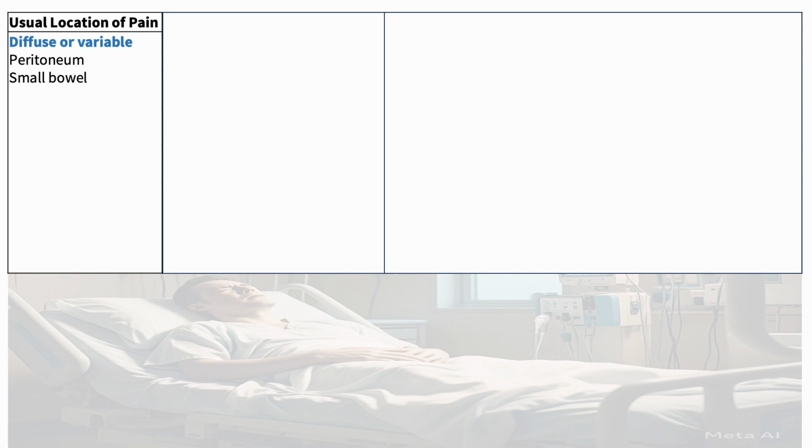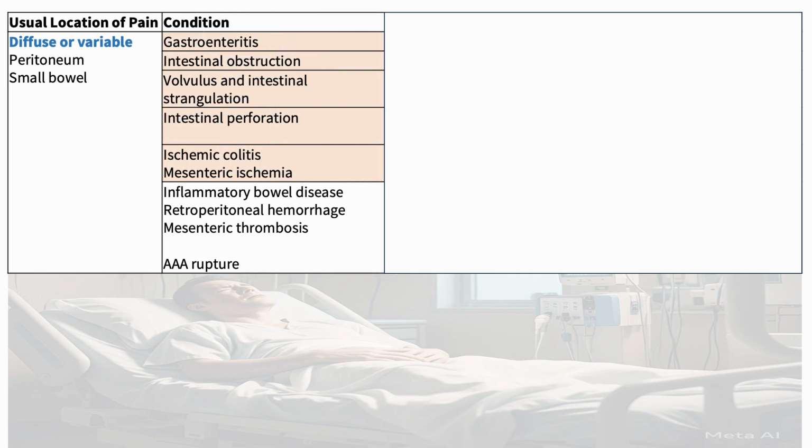Now, commonly the abdominal pain could be diffuse or very variable. The patient might not give you a direct location for their pain. It could be almost everywhere. That's not uncommon. Actually, a lot of the common causes of abdominal pain or acute abdomen, many of the times describe it being diffuse or variable in location. So common examples include gastroenteritis, intestinal obstruction or bowel obstruction, volvulus and intestinal strangulation, intestinal perforation, ischemic colitis, mesenteric ischemia, inflammatory bowel disease, retroperitoneal hemorrhage, mesenteric thrombosis, and abdominal aortic aneurysm rupture.